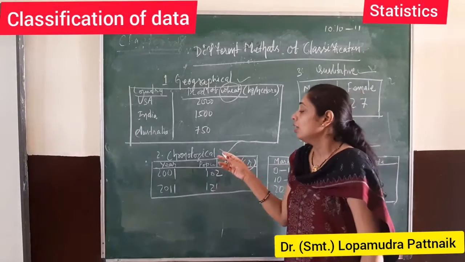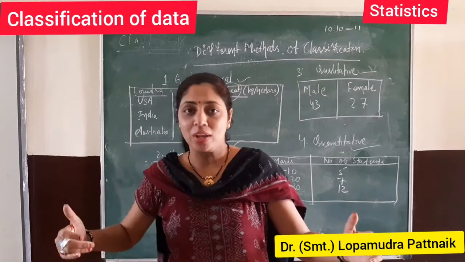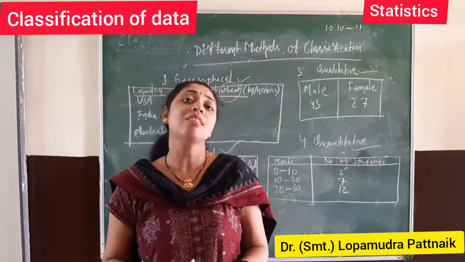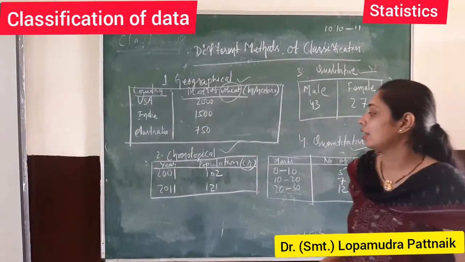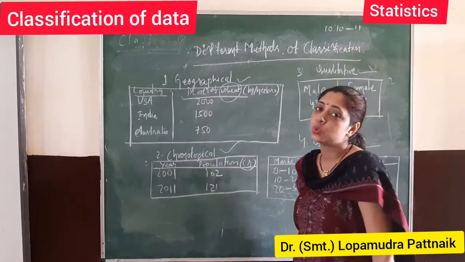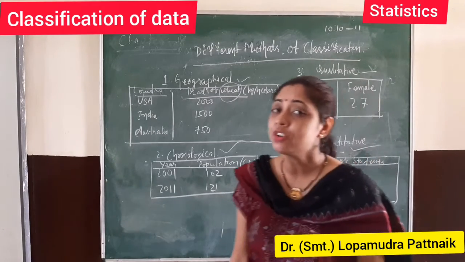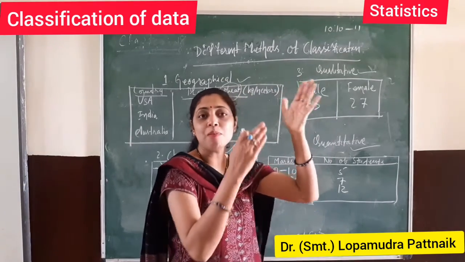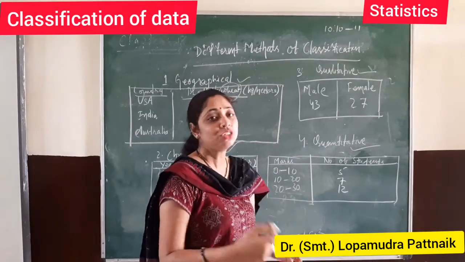Okay. Now let us move towards chronological. Chronological means time wise, season wise, year wise. When we are classifying the data, that will be known as chronological classification of data. Like in the year 2001, the population was 102 crores in India. In the year 2011, the population is 121 crores in India. So we have done it with the help of different time.